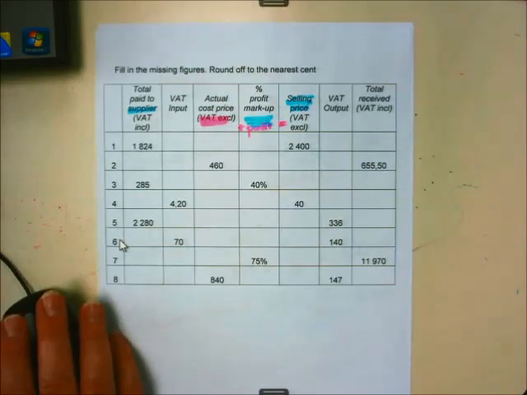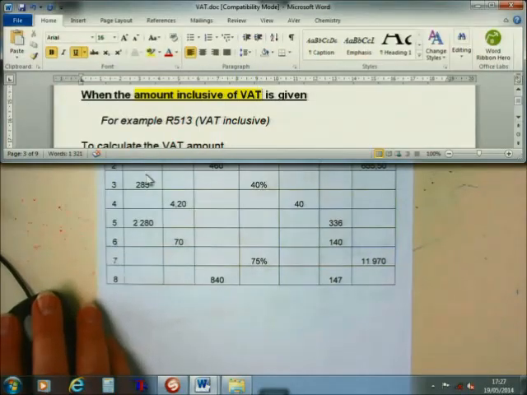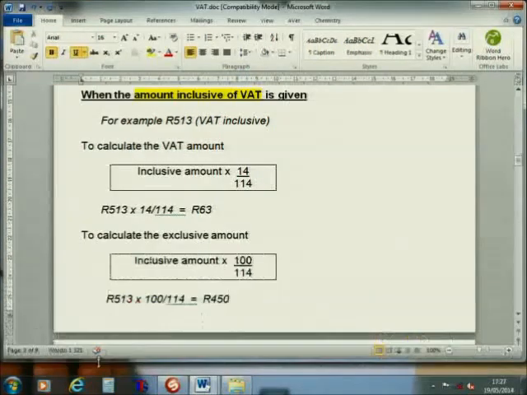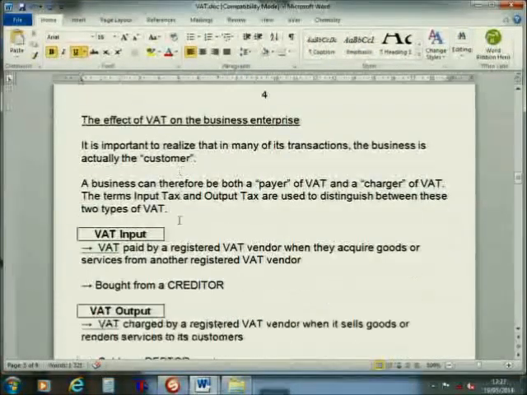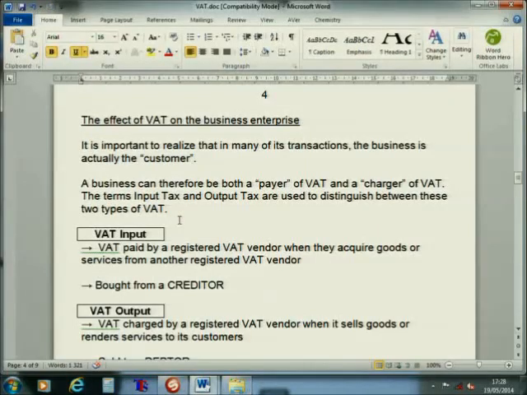Can I quickly go back to the notes? I will come back just now. I just want to show you what is input and output VAT. The effect of VAT on the business enterprise. It is important to realize that in many of its transactions, the business is actually the customer. A business can therefore be both a payer of VAT and a charger of VAT. The terms input and output VAT are used to distinguish between these two types of VAT.